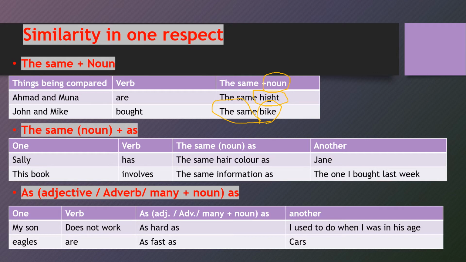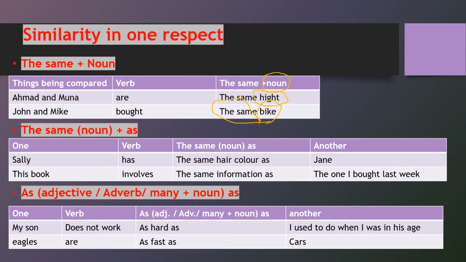in the structure here, we've got the first thing compared, and then the verb, and then the same, and then the noun, and then as, and finally you have the other thing. So the word as separates the two things that you are comparing. Meaning Sally and Jane, okay, have the same hair.